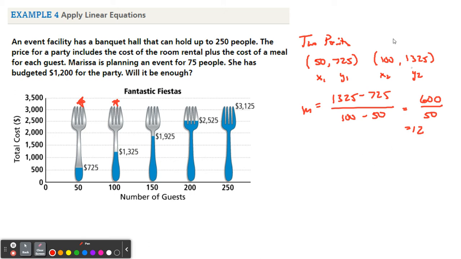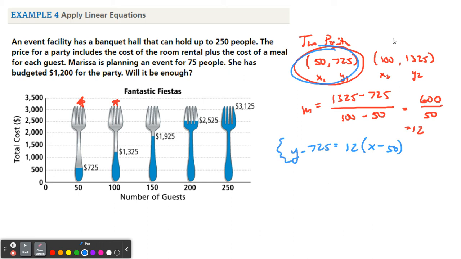So now you take whatever point you want. I'm going to take this point right here. I'll do it in blue. Take this point right here. And now we're going to plug it into point slope form. y minus y1, 725, equals m, 12, times x minus x1, 50. And there is your point slope form for this equation of how much it costs to rent this banquet hall.